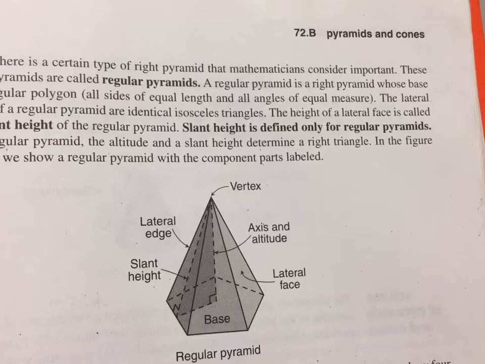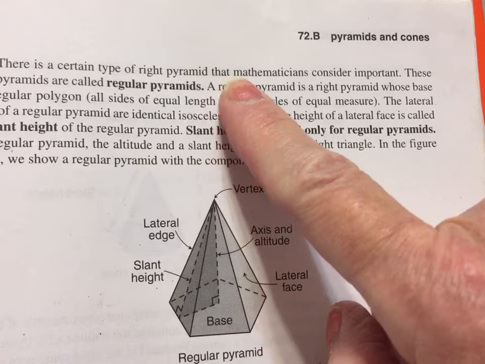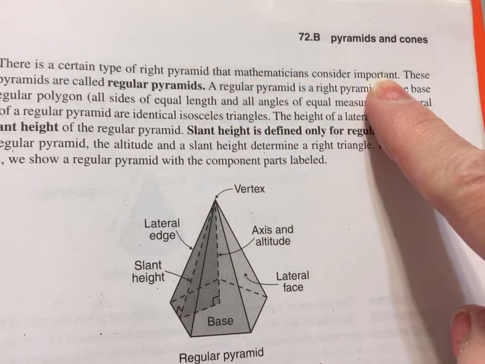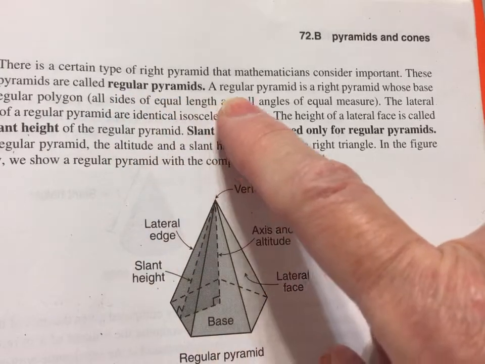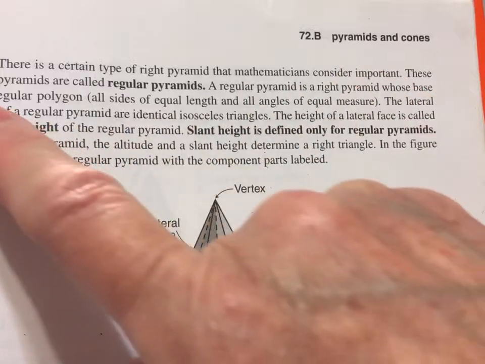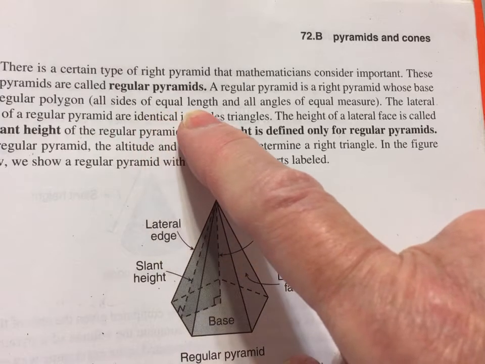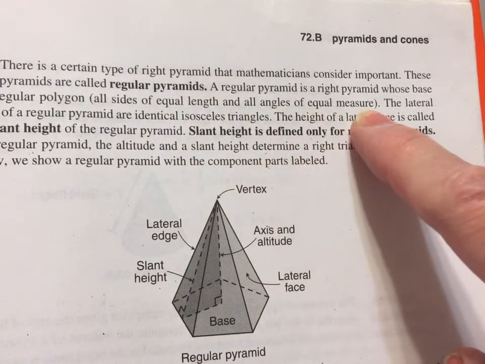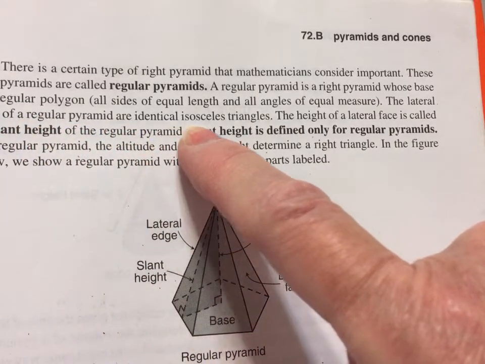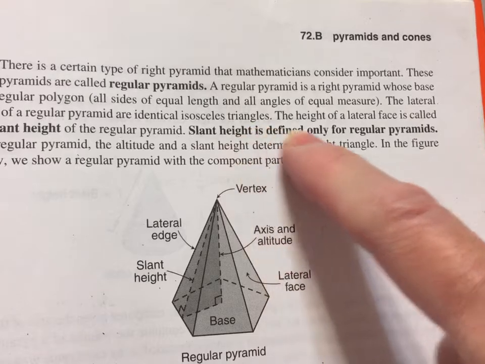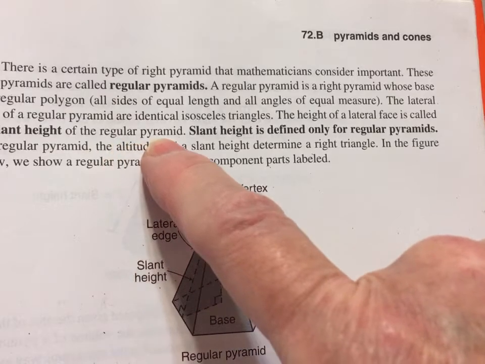Okay, so here we're on the top of page 293. There is a certain type of right pyramid that mathematicians consider important. These right pyramids are called regular pyramids. A regular pyramid is a right pyramid whose base is a regular polygon, which means all the side lengths are of equal length and all of the angles are of equal measure. The lateral faces of a regular pyramid are identical isosceles triangles. The height of a lateral face is called the slant height of the regular pyramid.